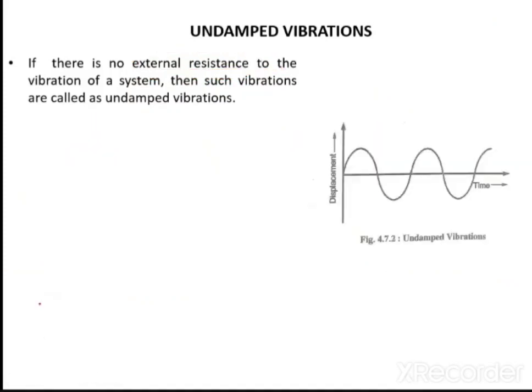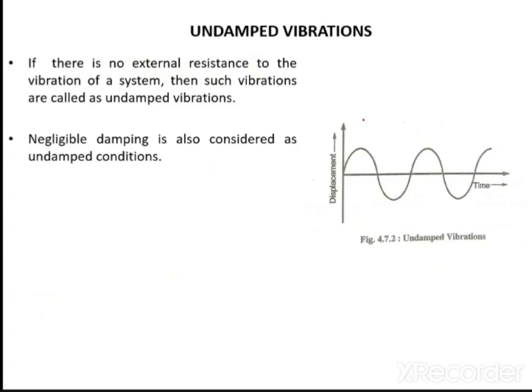Basically, negligible damping is also considered as an undamped condition. Negligible damping means what? Air resistance. The air resistance which is acting on the system is considered under the undamped vibrations only. Try to remember, if you take an example of a bike, car, automobile, there you are providing a damper, that is a suspension system, so it comes under the damped vibration. But here there is only air resistance, so no damped vibration. The best example is a simple pendulum.